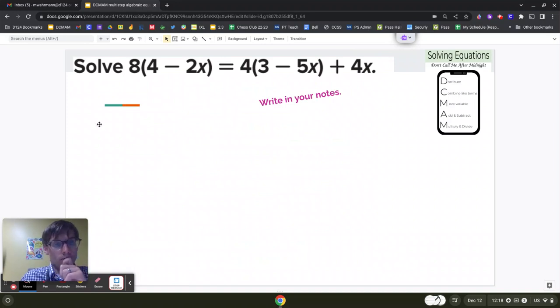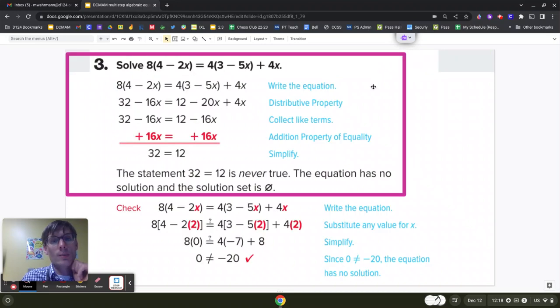Again, what's our first step? We have distribution. So we're going to distribute the 8 to both those, distribute the 4 to both those. Simplify. So 8 times 4 is 32. 8 times our 2 in this minus means it's going to be a minus 16x. 4 times 3 is 12. 4 times 5 is going to be a minus 20x plus 4. Let's go ahead and just look at our solution here for time's sake. So we distributed there. We get 32 minus 16x equals 12 minus 20x plus 4.